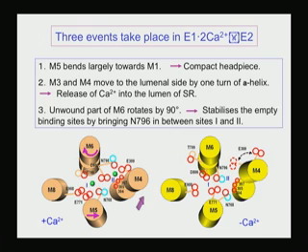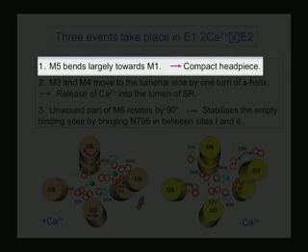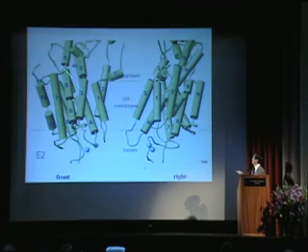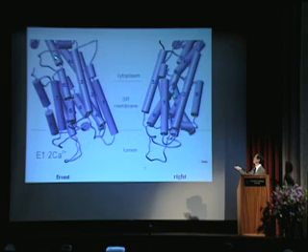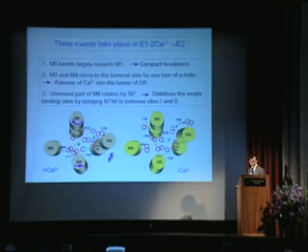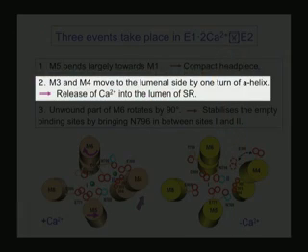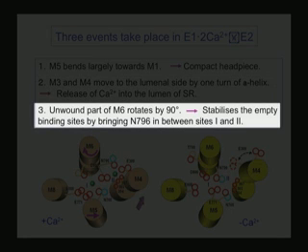I mentioned two things as big differences in the E1 to E2 movement. M5 bends largely towards M1. M1 is the one located here. So it's bent like this, right? You see this part. M5 sort of bends like this. And M3 and M4 move together to the luminal side by one turn of an alpha helix. And I did not mention this one, but M6 rotates by 90 degrees or so.